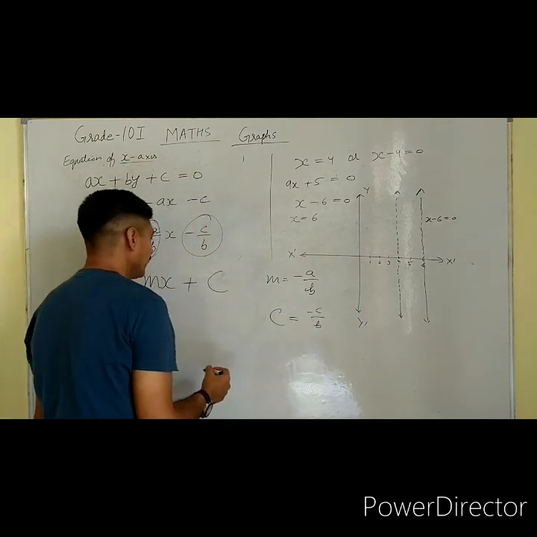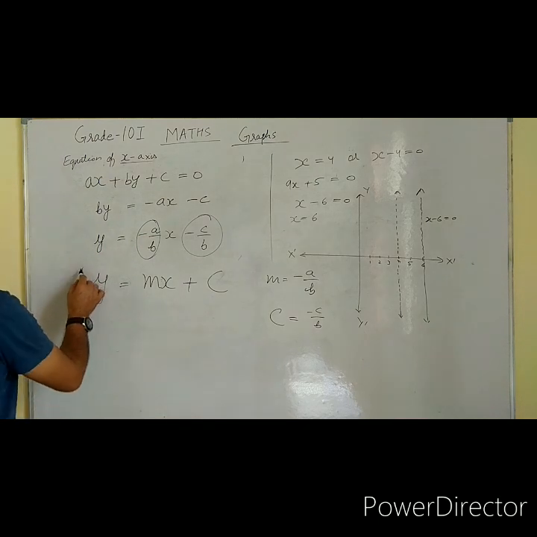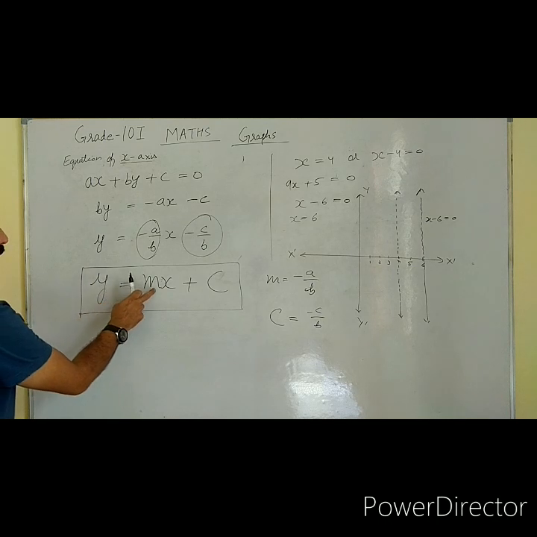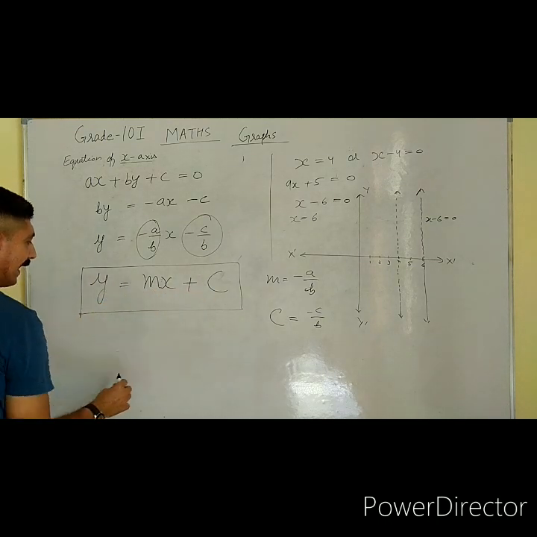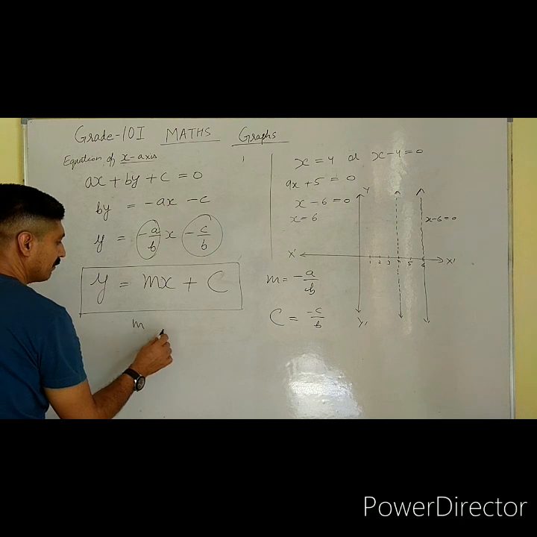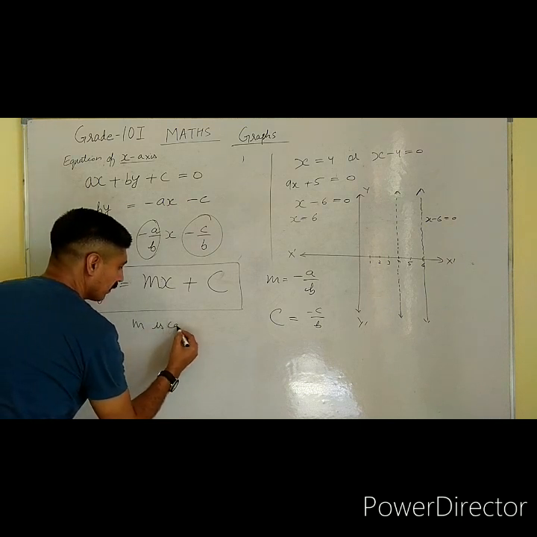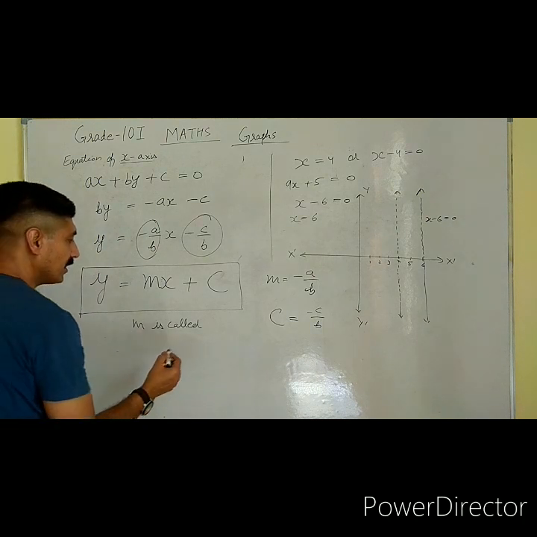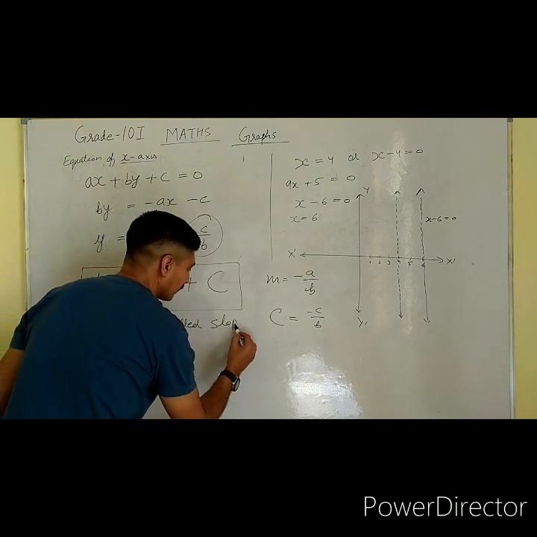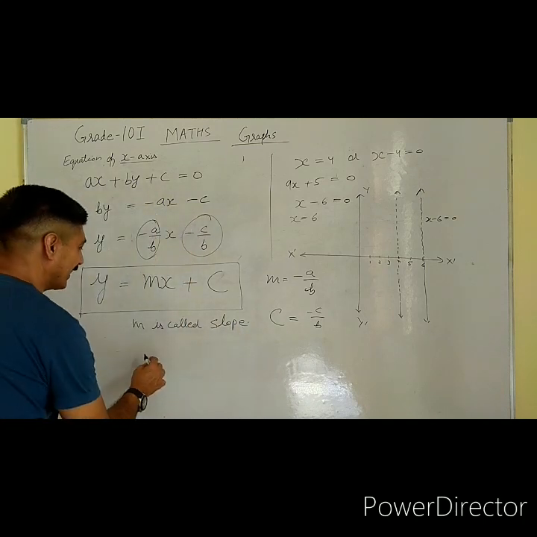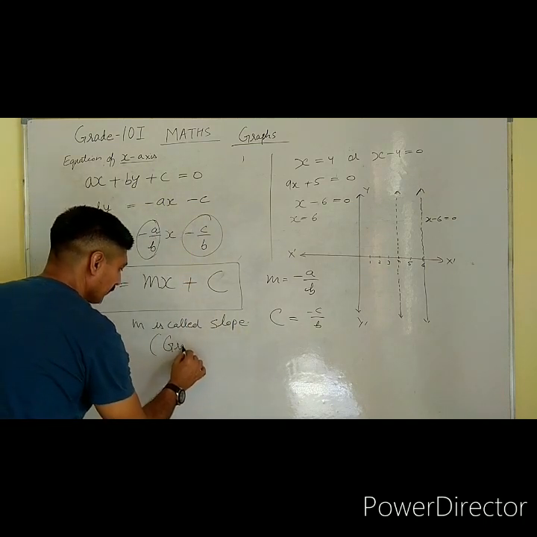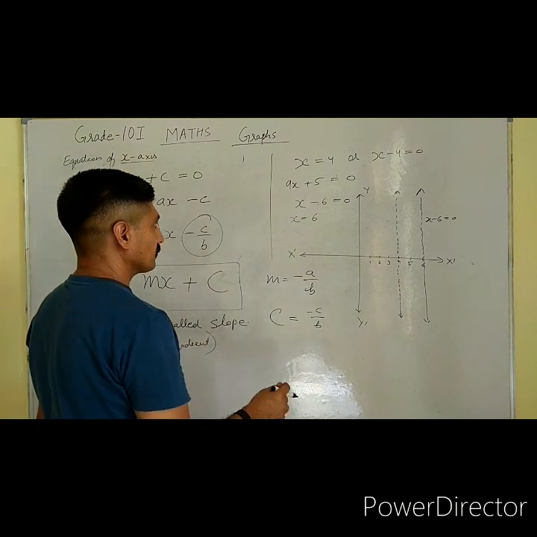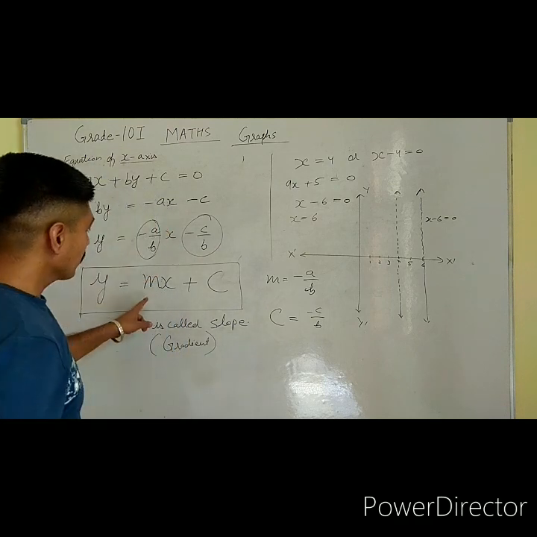We have already studied this. This is the slope form, y is equal to mx plus c, where m is called the slope of the line. M is called the gradient or slope of a line.